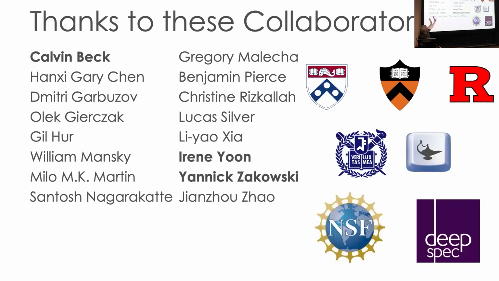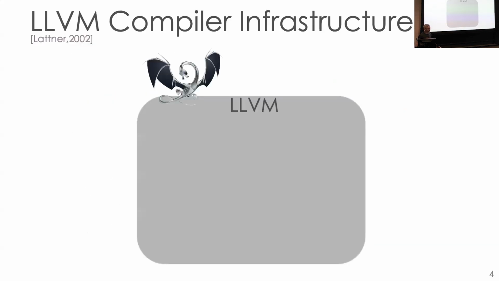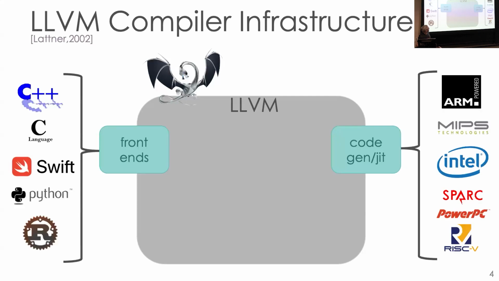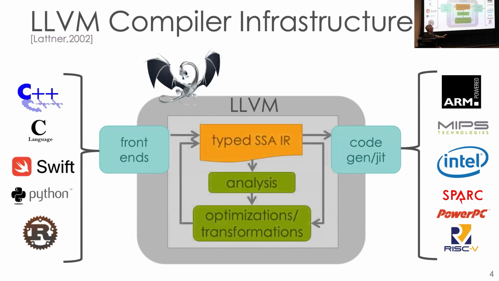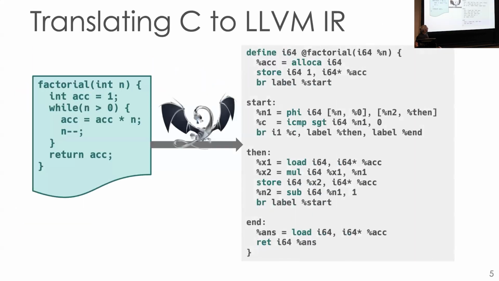I really want to thank the many collaborators I've had for this. This is not a small project. In particular, Irene and Yannick contributed to this specific part a lot. So most of you know what LLVM is, right? It's an intermediate representation that has lots of different source front ends and produces lots of different compiler back ends. But for our purposes, the aim is really just the intermediate representation itself. So there's this language that looks like this.